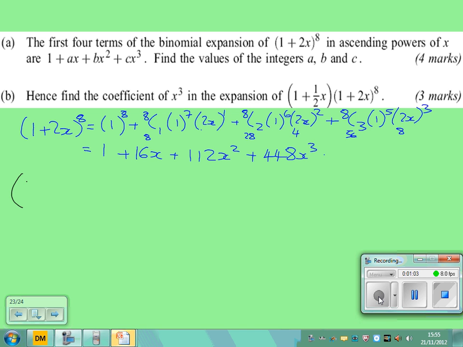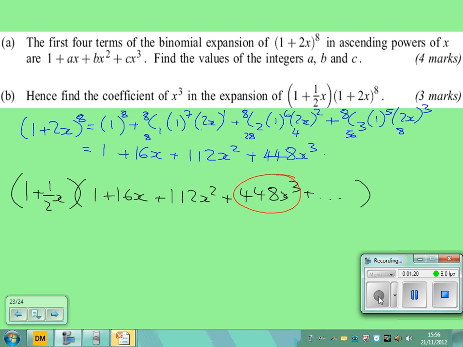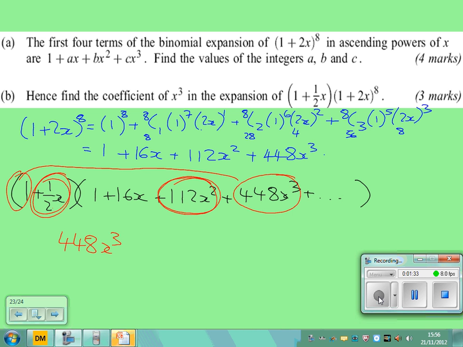For the second part then, we're actually asked to multiply these two things out. 1 plus a half x times by this big thing we just worked out. But we're not asked to do every single bit of it. We're only asked to do the x cubed bits. So this x cubed bit here is going to be times by the 1, and of course that just gives us 448x cubed. We can also get x cubed if we times this x squared term by this x term. That would just give us 56 of them as well. When you put those two together, that's going to give us 504x cubed.